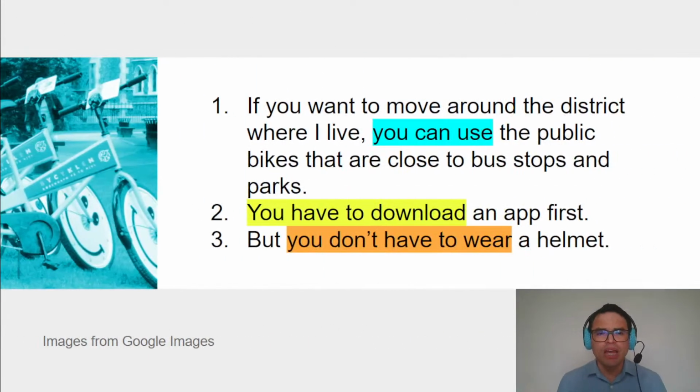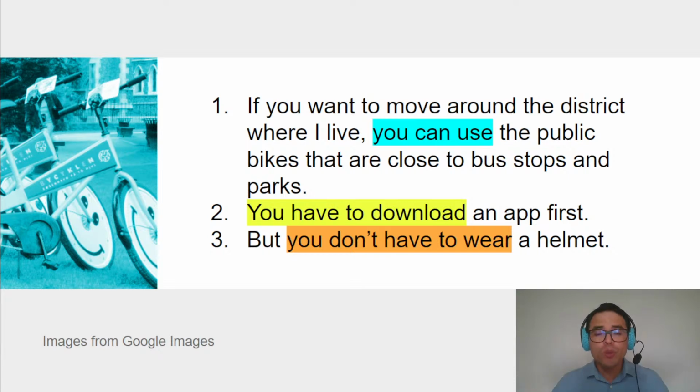Next picture. If you want to move around the district where I live, you can use the public bikes that are close to bus stops and parks. You can use. It's okay if you do it. It's allowed to do it. Subject, you. Modal verb, can. Verb in base form, use. Number two, you have to download an app first. It's necessary to do it. It's necessary to download an app first. Subject, you. Modal like expression, have to. Verb in base form, download.